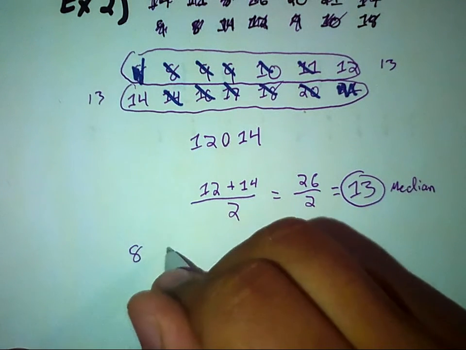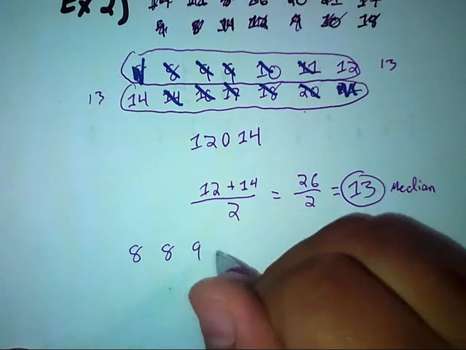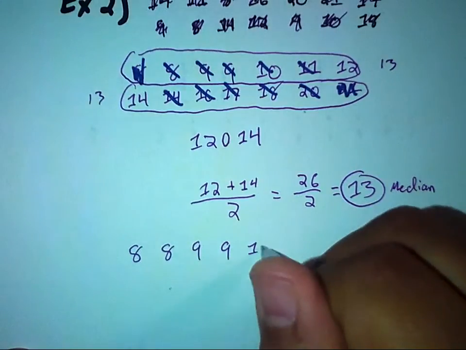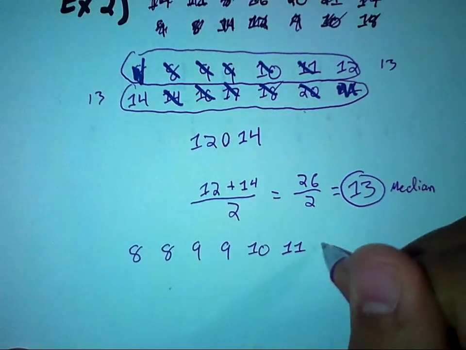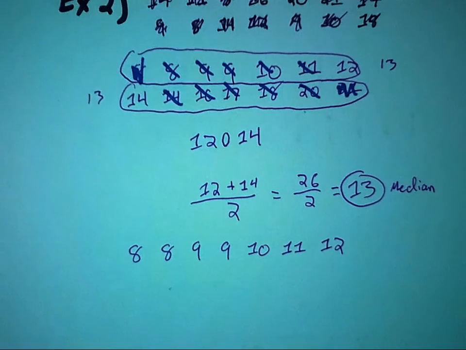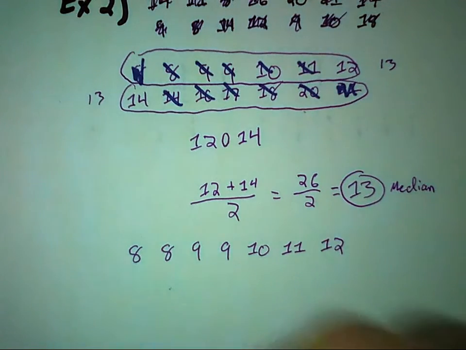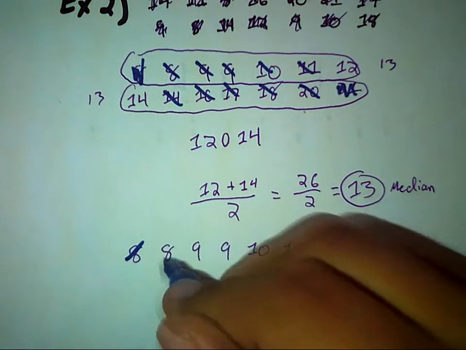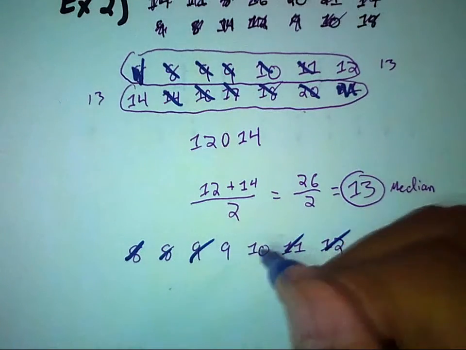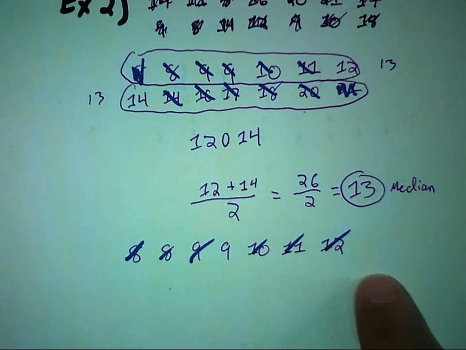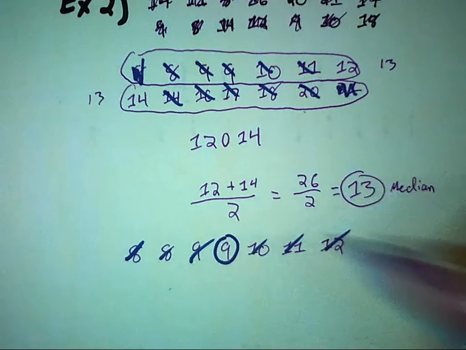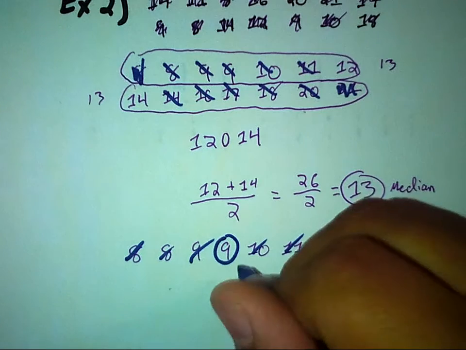So there's an 8, another 8, a 9, a 9, a 10, 11, and a 12. Again, look, I didn't write the median in there. Now I don't want to. All right, cross out an 8 and a 12. 8 and 11, 9 and 10. I took away 3 from both sides, which gives me a lower quartile of 9.